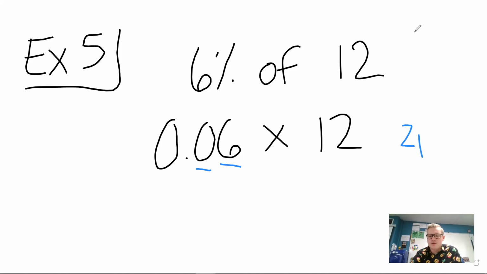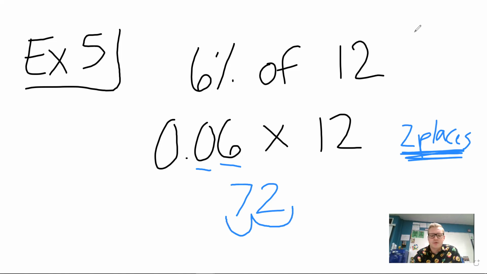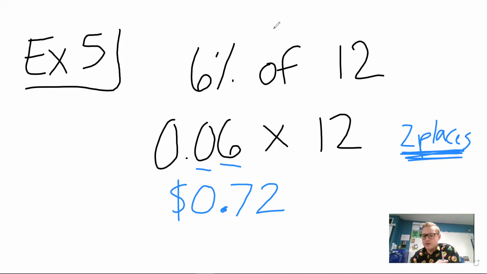So I'm going to write off to the side 2 places. And then I'm just going to take 6 times 12. 6 times 11 is 66, plus 6 more is going to be 72. So my answer, is it 72? No, it's not, because I need to move my decimal 2 places. Move it 1, 2 times. So there's my decimal. Add my 0, add my dollar sign, and that's going to be 72 cents is how much the tax is going to cost.